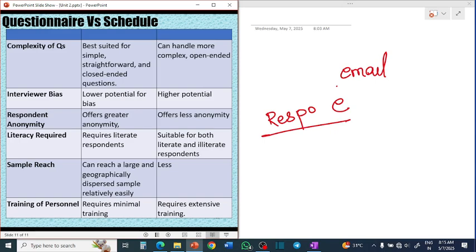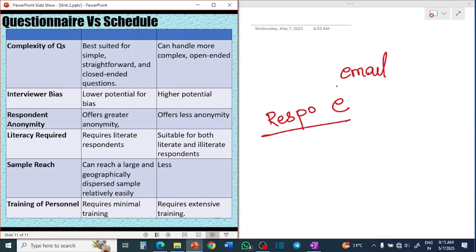Last we come on to the training of personnel. There is no training needed for that personnel in questionnaire. And in schedule, we obviously have to train the personnel, the enumerator, who has to go to the respondent and collect the information and data from the particular person.